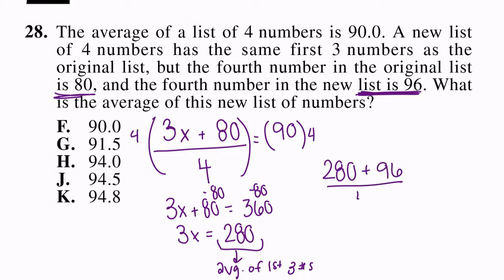We're still going to have 4 total numbers. So what's the average of this new list of numbers? Well, we do 280 plus 96 divided by 4, which gives us 94, which matches our answer choice H.